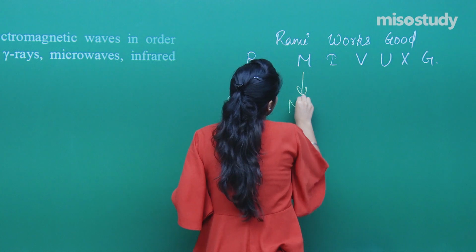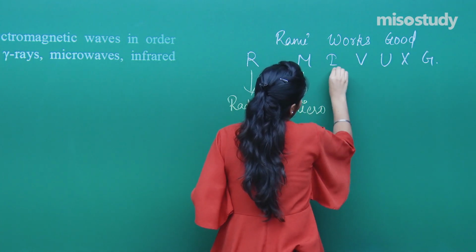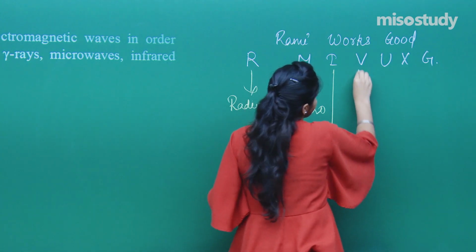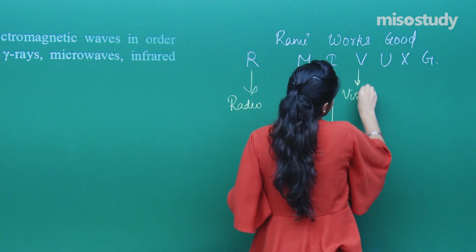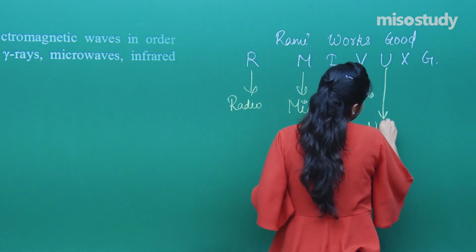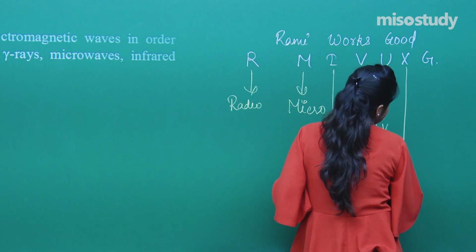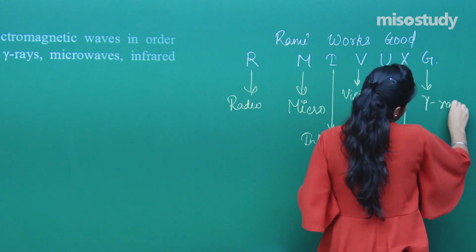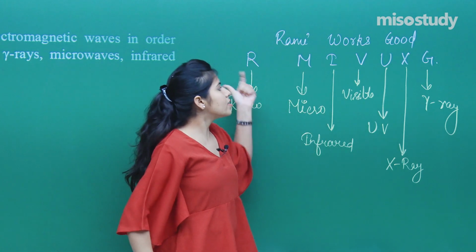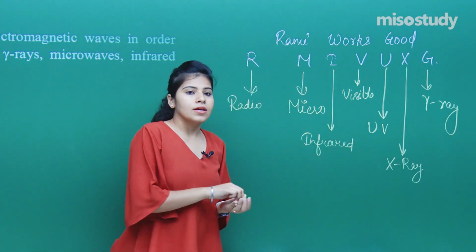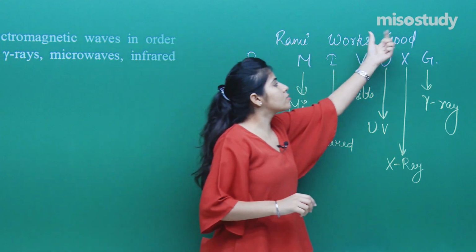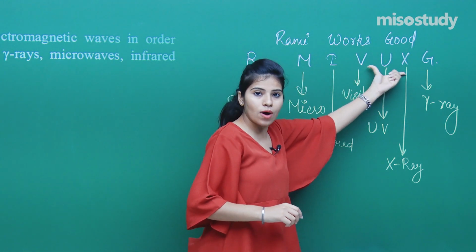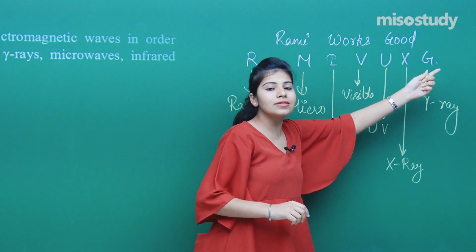After radio we have microwaves and then infrared waves and then visible, UV, X-ray and then the gamma ray. So see, these are the mnemonics that you have to learn. I told you a trick, Rummy works good. So RMI, Rummy works, VUX works, G stands for gamma rays, that is good.